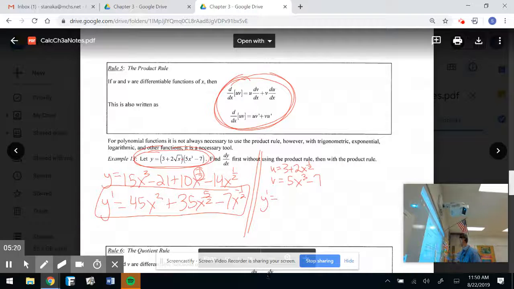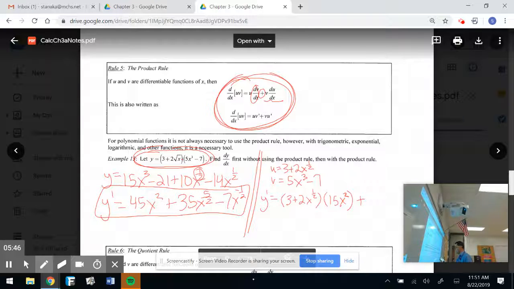It says u. So we're just going to rewrite u, 3 plus 2x to the 1/2. Okay? And I'm going to multiply that by the derivative of v. And the derivative of v with respect to x would be 15x squared. Okay? And then whenever we do the product rule, it's separated the two quantities by a plus sign. Okay, and the second half says we're going to rewrite down v.